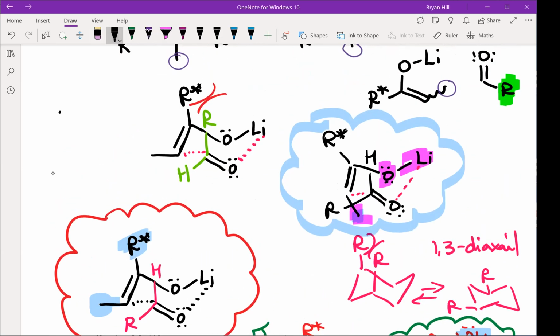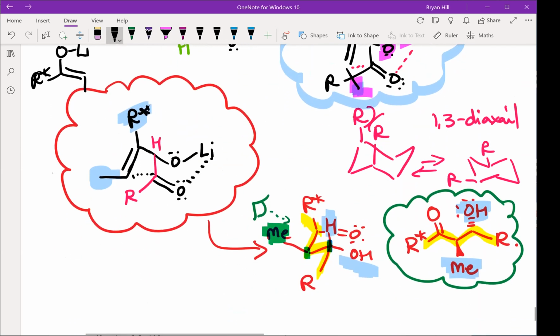Is the starting enolate like this, or is it like this? And it changes the stereochemistry. Is the methyl group forward or is the methyl group backward?